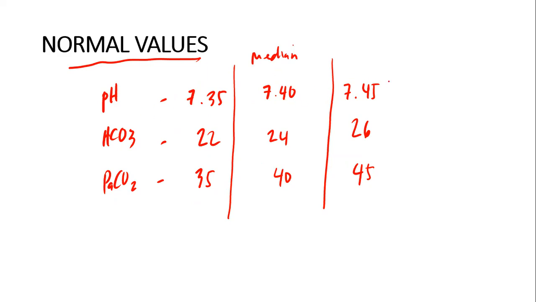Now for the pH, any value 7.41 and above will be considered as arrow up. You'll put an arrow up here, and 7.39 to 7.35 will be all arrow down, right? So that means that this value here is the middle, right? So once you have identified the normal values, let's proceed to the 4 easy steps.